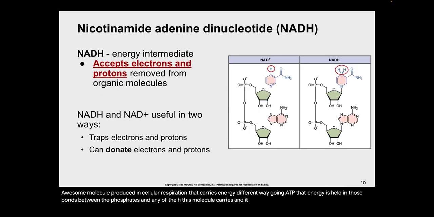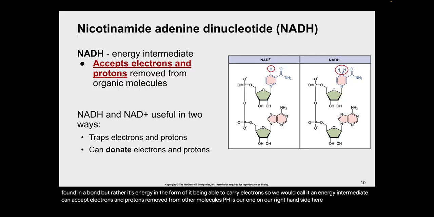It carries energy in the form of electrons and protons. Right? So it's not bound in a bond, but rather it's energy in the form of it being able to carry electrons and protons. Right? So we would call it an energy intermediate, in that it can accept electrons and protons removed from other molecules. So NADH is our one on our right-hand side here.